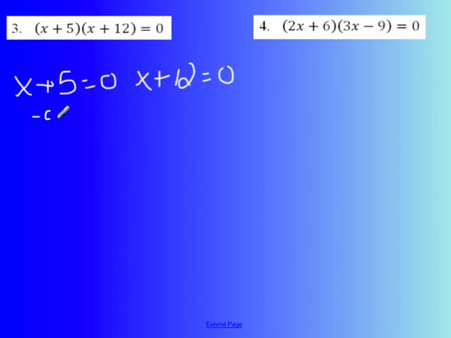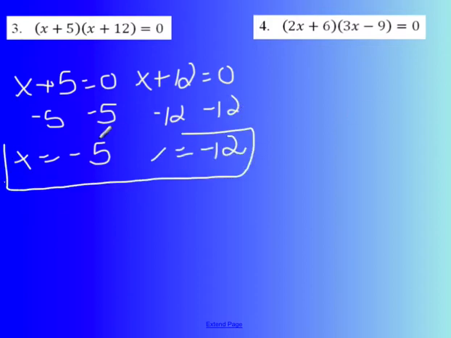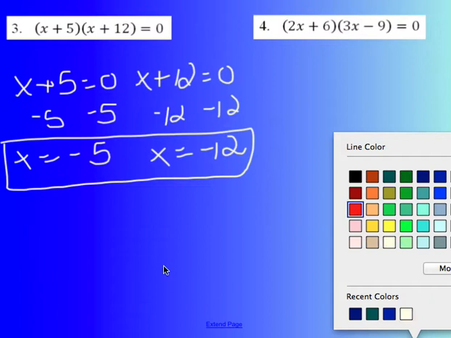So now we're going to solve each of these for x. So here I'm going to subtract 5 from both sides, and I get that x is equal to negative 5. Here I'm going to subtract 12 from both sides, and I get that x is equal to negative 12. So your final answer for number 3 is x is equal to negative 5 or x is equal to negative 12. Let's take a look at number 4.